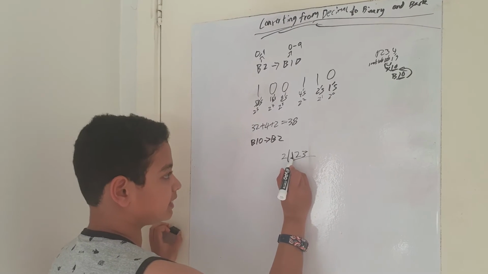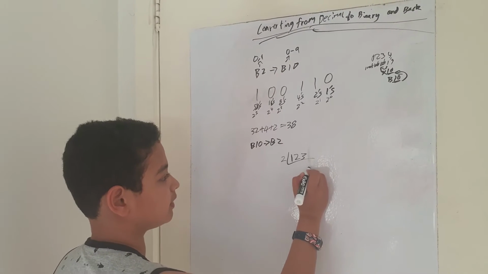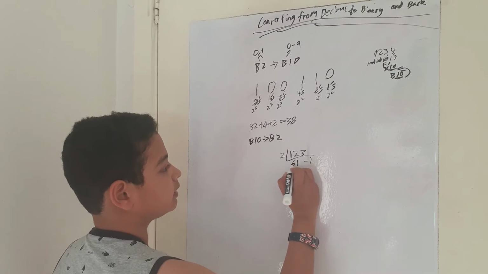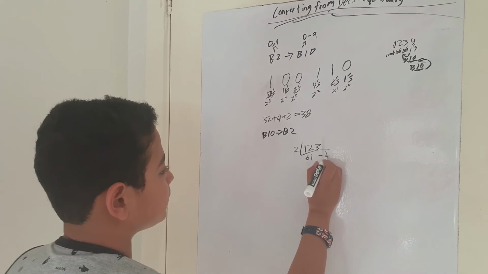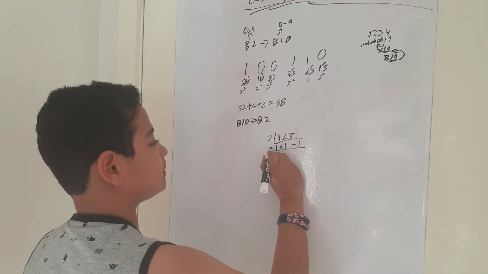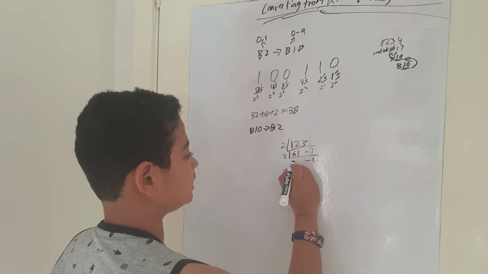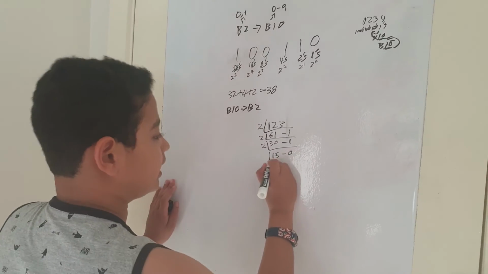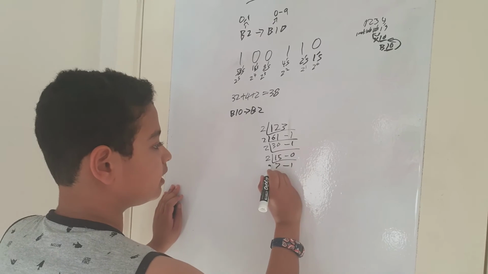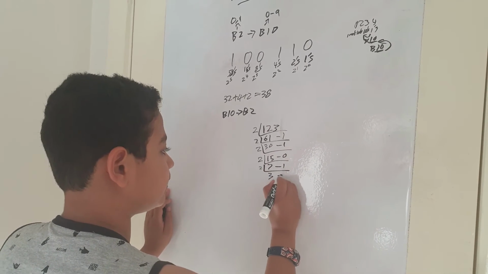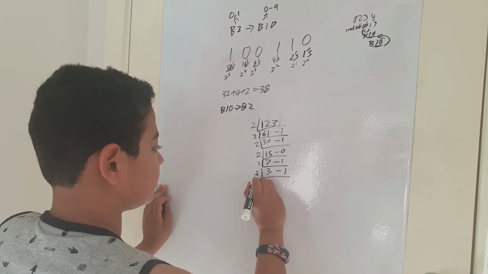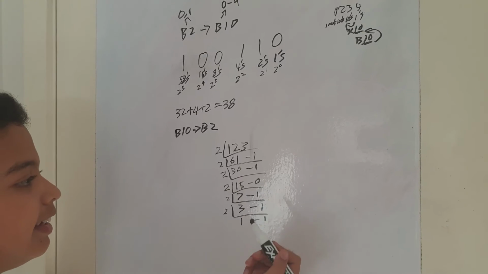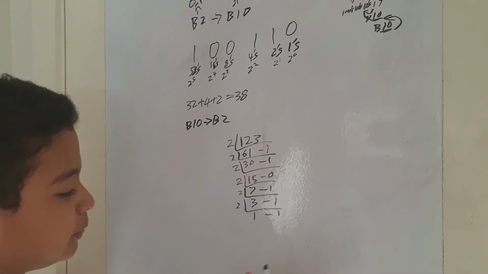Now you have to divide this number by 2, and any remainders just put over here. So there is a remainder of 1, and 122 divided by 2 is 61. So 61 remainder 1, and do the same thing again. Now again you get a remainder 1, and 60 divided by 2 is 30. Let's do it again. So it's 15 remainder 0, and again, that is 7 remainder 1, and again, that is 3 remainder 1, and again, that is 1 remainder 1. Now 2 doesn't go into 1, so you can't do it anymore.